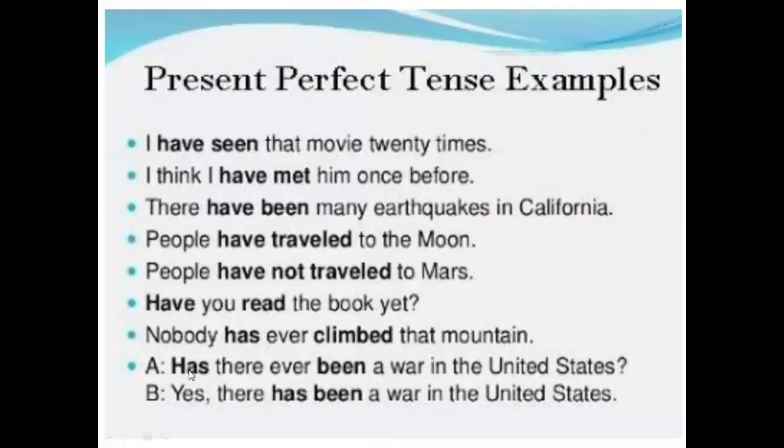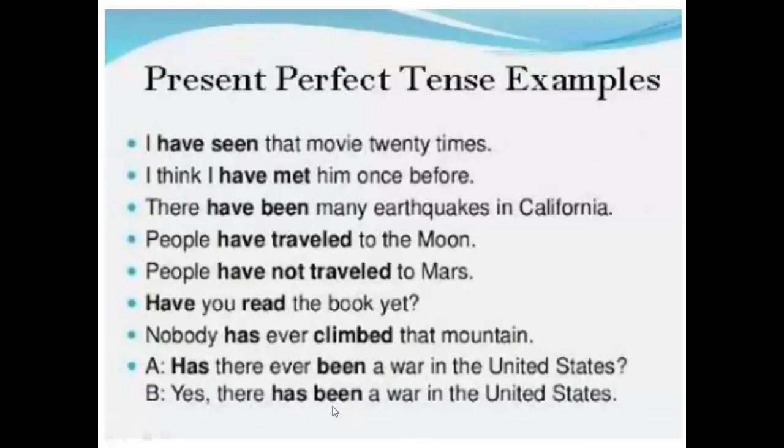This is also an interrogative sentence because we use the helping verb at the start of a sentence, and at the end of a sentence we use the sign of interrogation because it's very necessary to put it at the end of a sentence. Yes, there has been a war in the United States. That is the answer. It means it is an affirmative sentence.